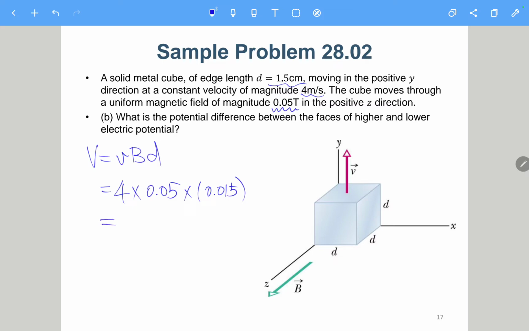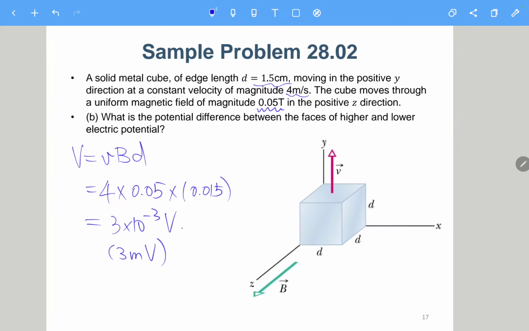So in that case, this should be 3 times 10 to the minus 3 volt, or you can write it as 3 millivolt. So actually, this potential difference is not large. You probably need some better equipment to really measure this potential difference.